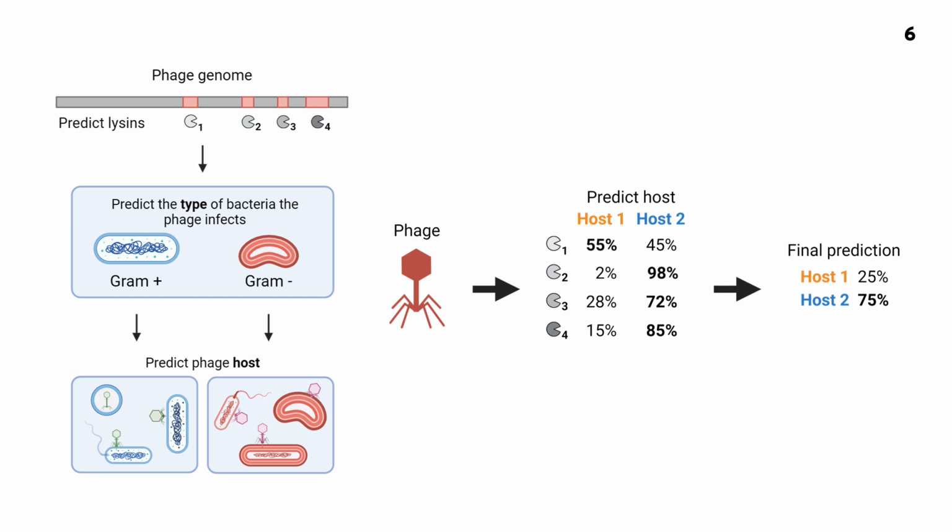Obviously, a phage possesses more than one protein. To take this into account, one prediction is made per protein, and the probabilities associated with each host are averaged. And the most probable host is assigned as the final prediction. In reality, keep in mind that we have way more than 2 hosts, which complicates the training of our models.